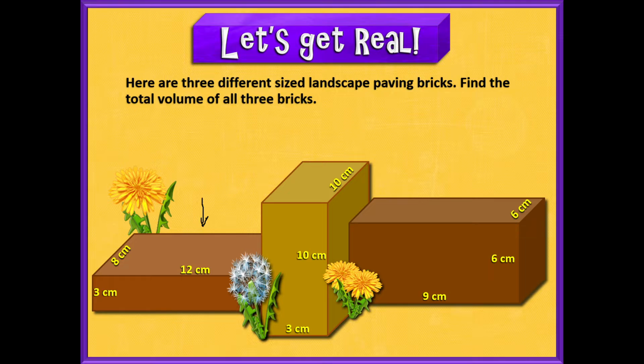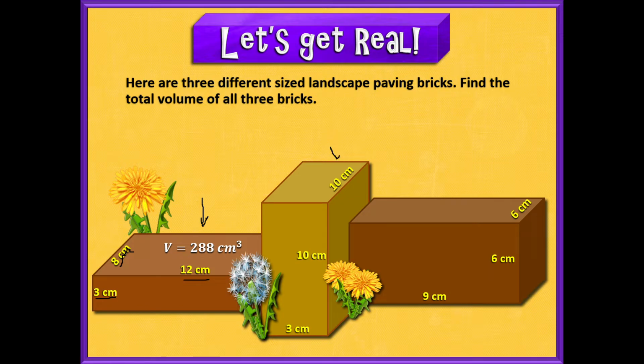So our length would be 12 centimeters. Our width would be 8 centimeters. And our height would be 3 centimeters. So if we multiplied 12 times 8 times 3, we would have 288 centimeters cubed. Okay?